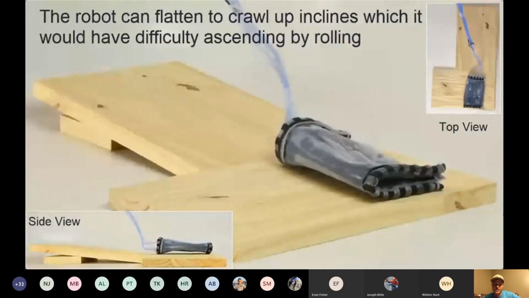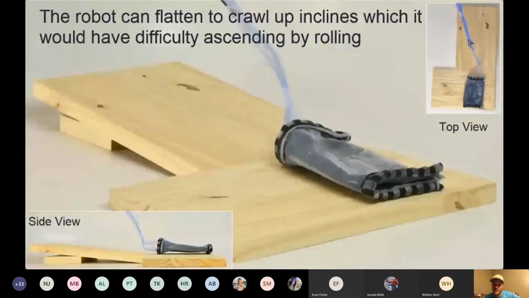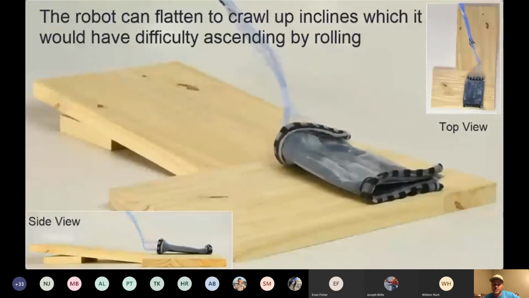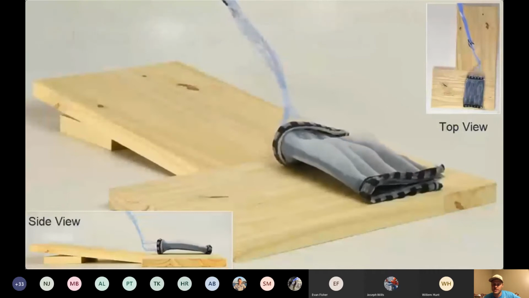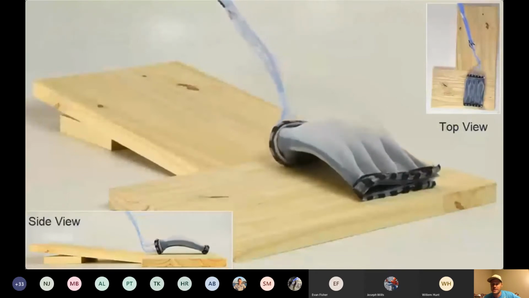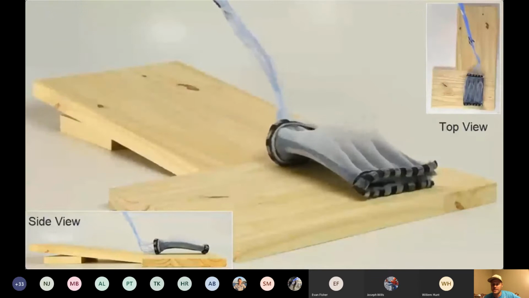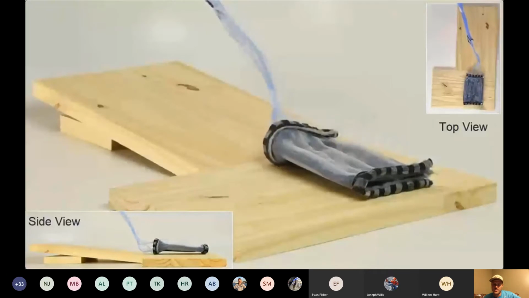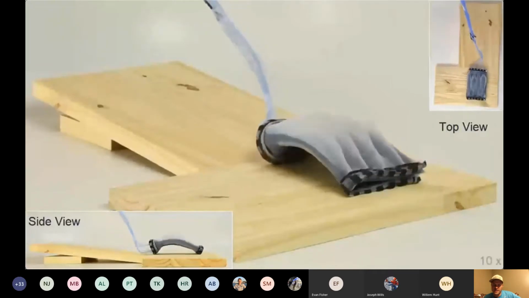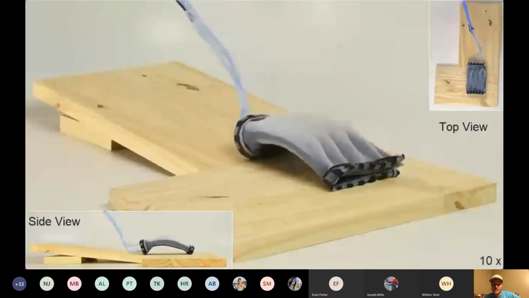On the end, you can see these little black stripes. That's fabric, and then in between the fabric is silicone, and you can blow up the silicone to make it grippy, and then deflate the silicone on the end to make it slippy again. So here we go. This is 10 times speed.